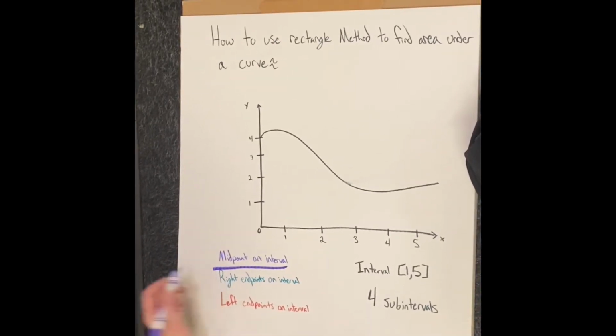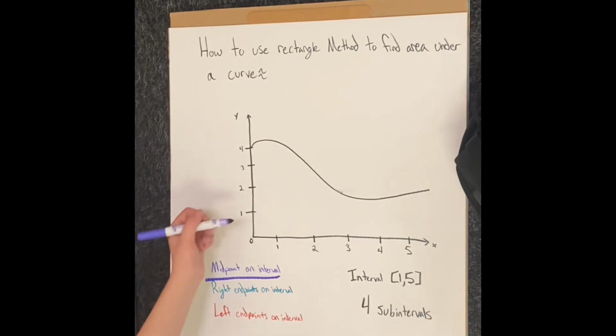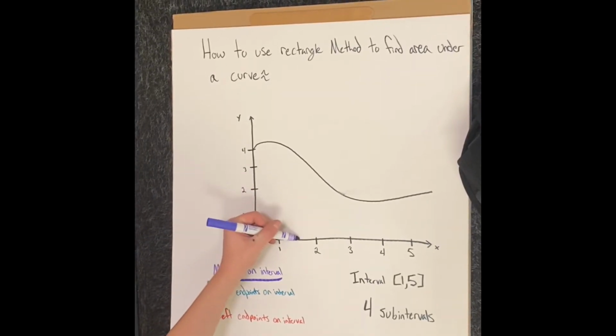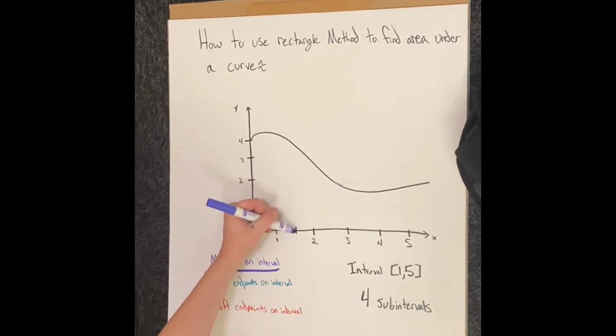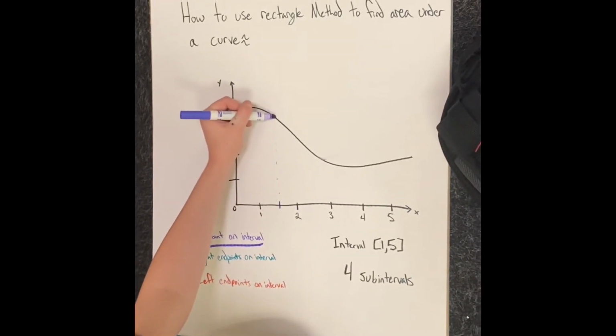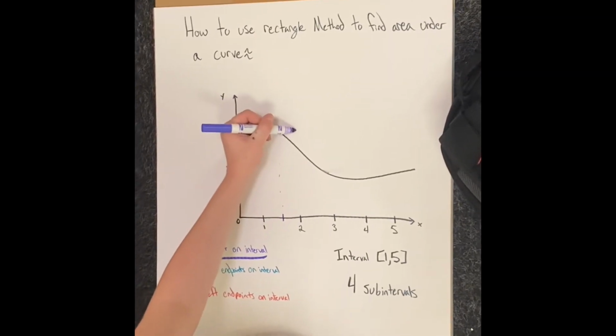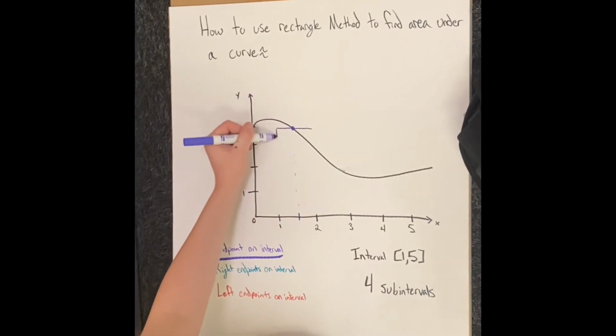Okay, so this is how to use the rectangle method to find the area under a curve. We're going to be using the midpoint in this case, on the interval 1 to 5. The middle between 1 and 2, you go up to where that point meets the curve, and then you draw to the left and the right of that to make the rectangle.